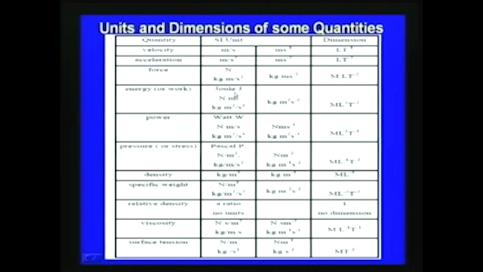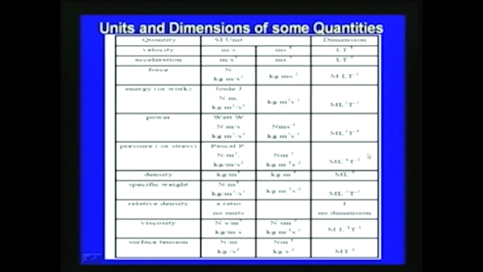The next one is energy or work. The generally used unit is joule or Newton meter or kilogram meter square per second square. It is represented as kilogram meter square s to the power minus 2. So the dimension is m L square t to the power minus 2. Next one is power, represented as watt or Newton meter per second or kilogram meter square per second cube. The dimension is m L square t to the power minus 3.